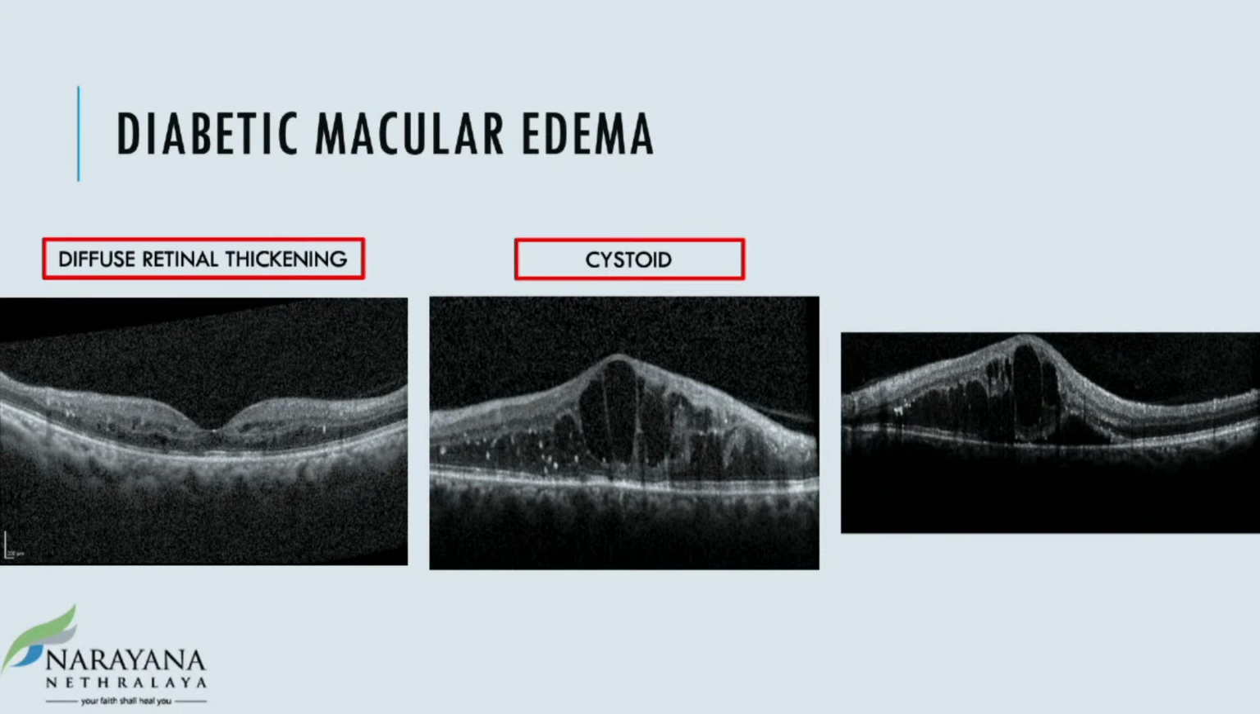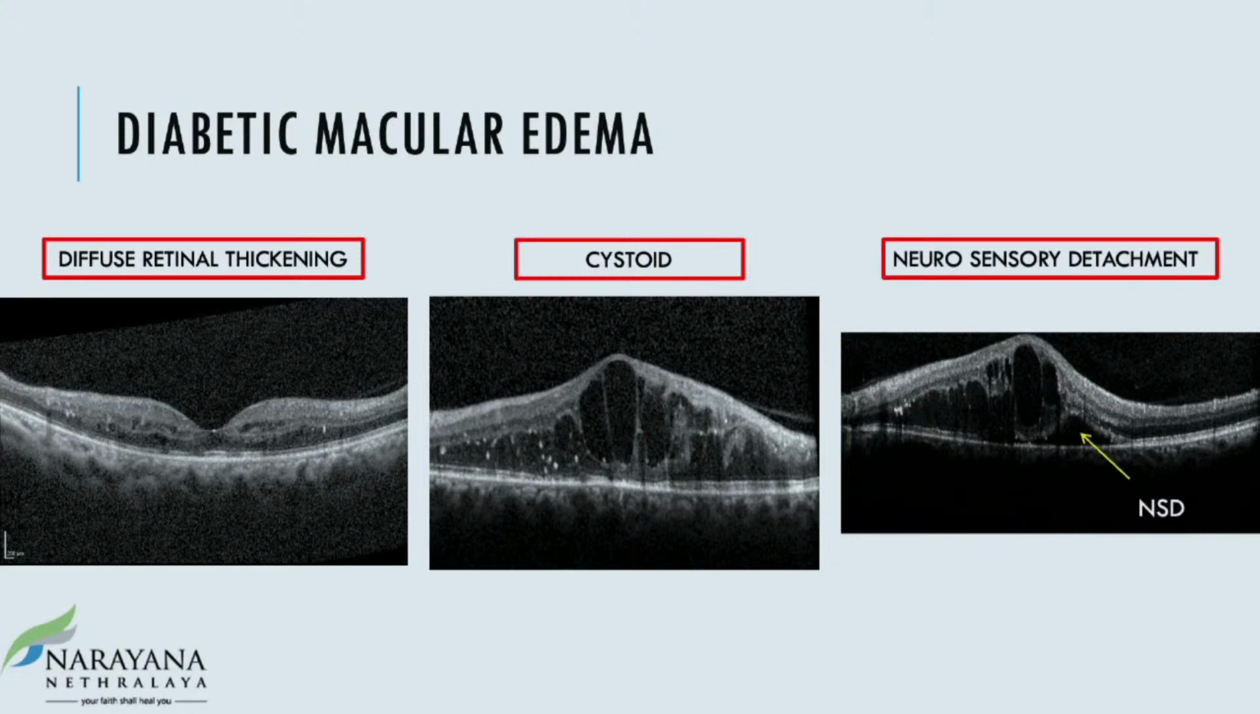What about this? What do you see there? So, this is a neurosensory detachment and that is where your detachment is. You can see that very clearly now. Next, what about this?